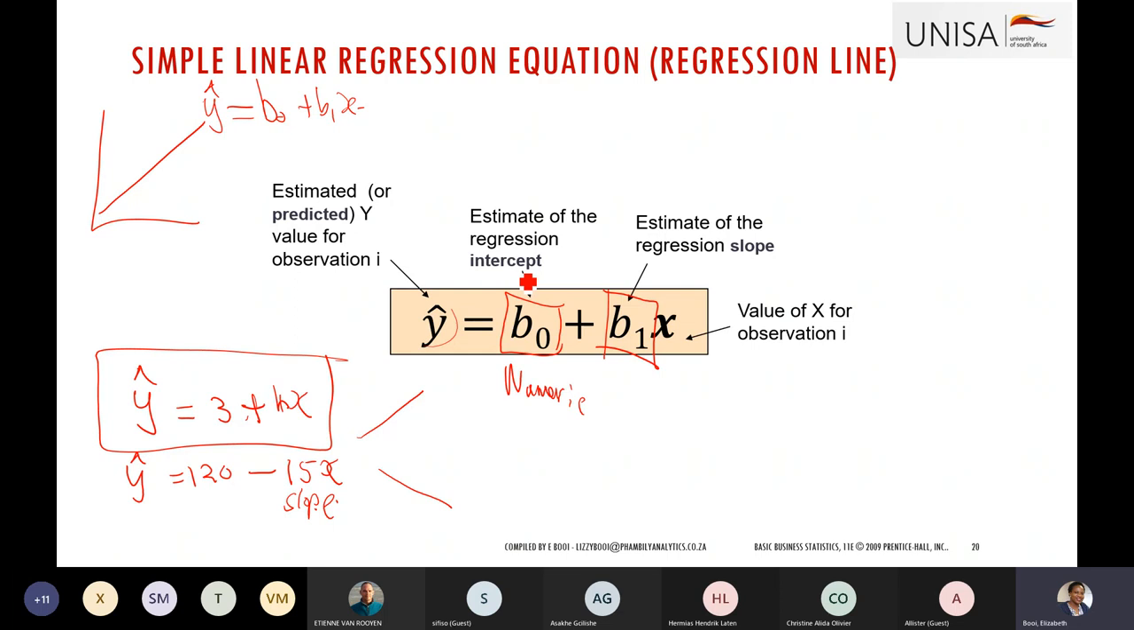Now, in terms of the intercept, this intercept B0, is when X equals 0, this Y will be equal to 3. If X equals 0, so if this value here becomes 0, this whole thing will be equal to 0, therefore the estimated value will be equal to 3. That is that intercept. We will learn how to interpret it just now.